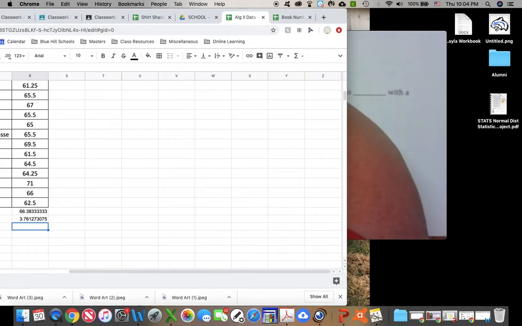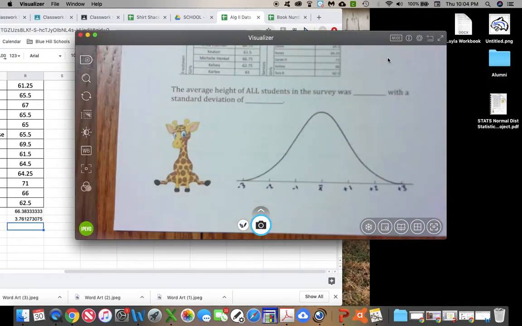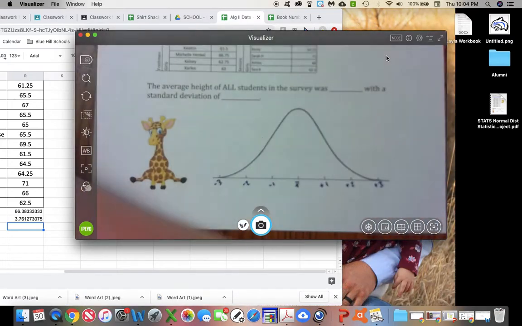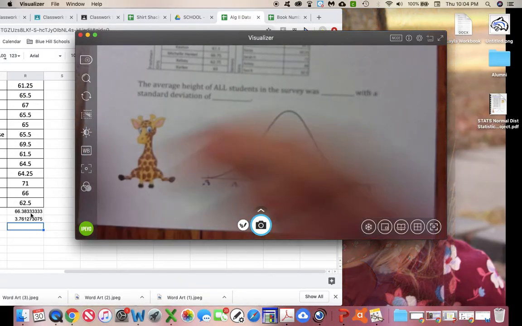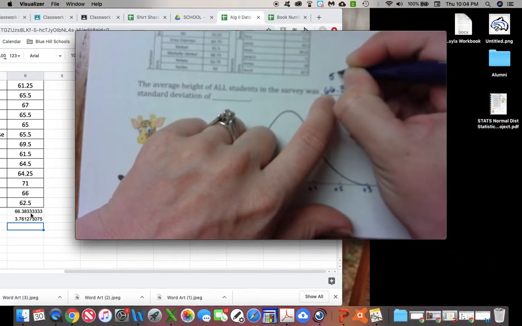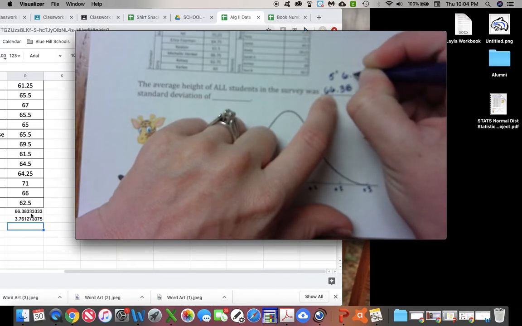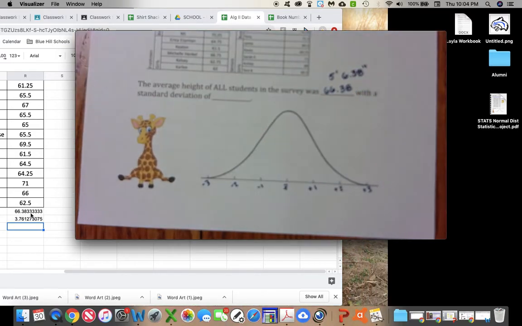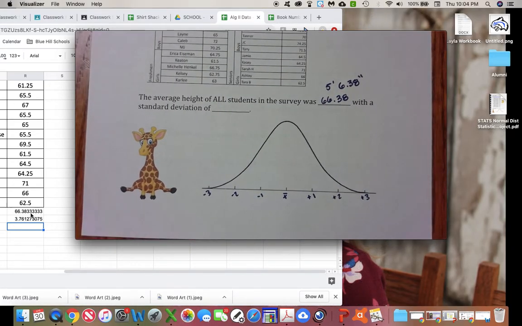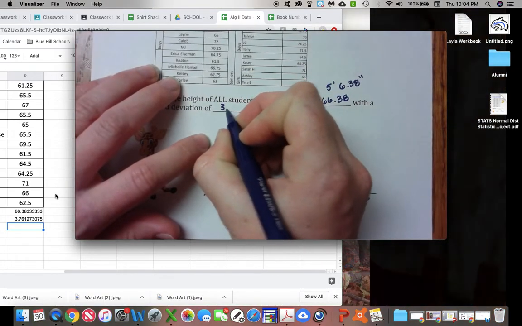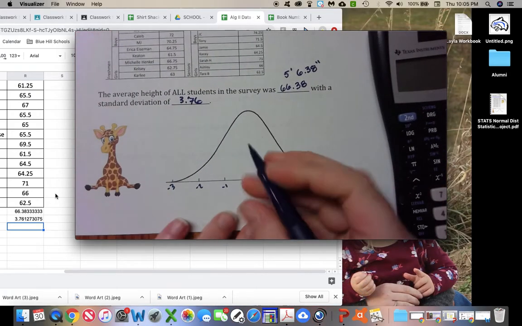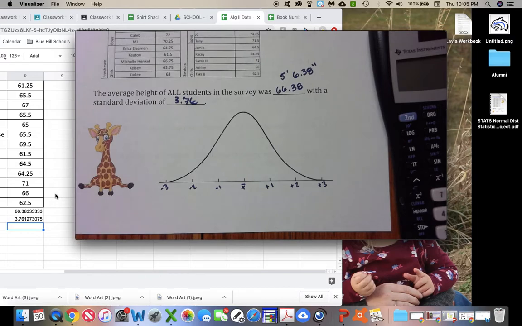So let's go back to the sheet and transfer that over here, and then I can resume again. The average height of all students in the survey was 66.38 inches. That is 5 foot 6.38 inches, basically, if you need to think about that in terms of what it actually is. Standard deviation was 3.76 inches. Okay, so now let's fill out what our bell curve looks like. I'm going to write 66.38 in the middle.